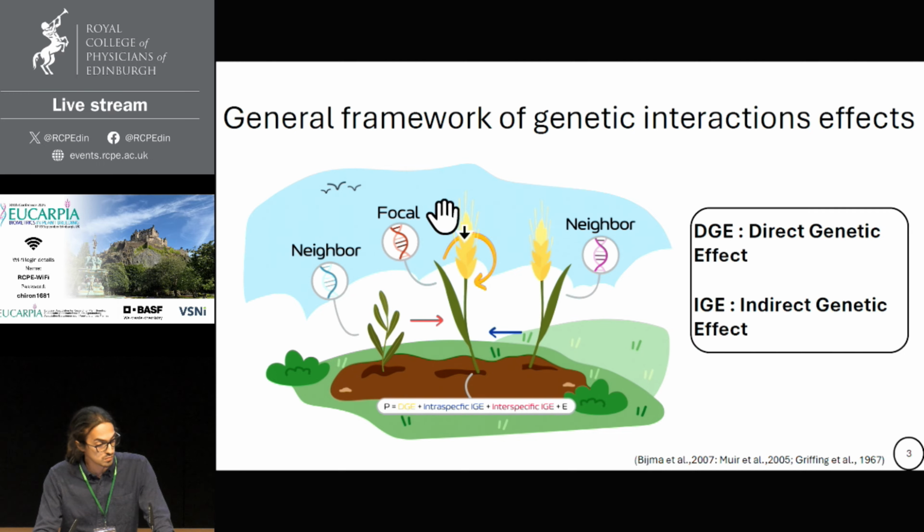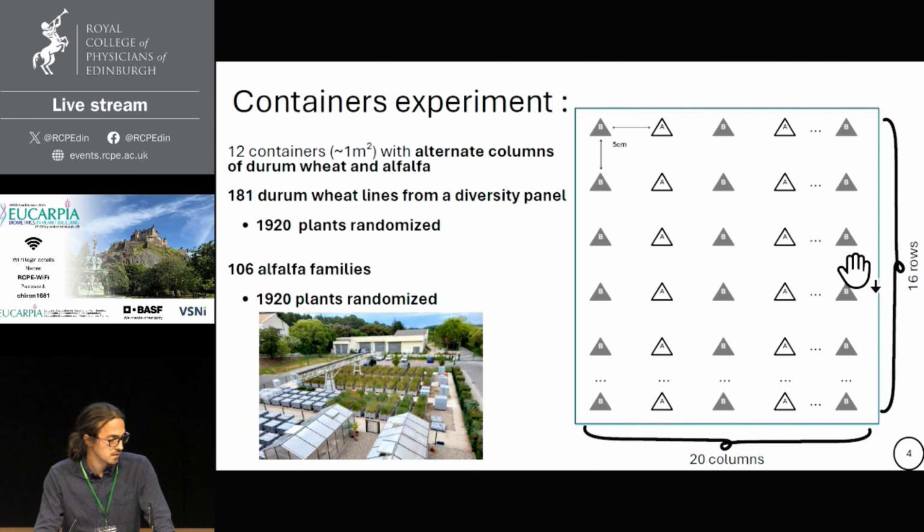Here you have 2 wheat plants. The IGE from this plant, which can be another genotype or the same genotype, will affect the focal plant that is next to it. So we call this intraspecific IGE in the presentation. After that, we will also have a genetic effect from the alfalfa genotypes that will also affect the focal plants. That can be the same species or another species, and if it's a different species, it will be called interspecific IGE. And we also have environmental effects that we will not take into account today.